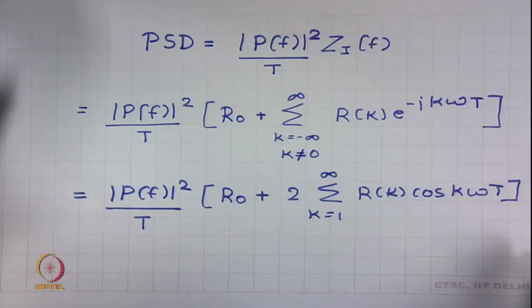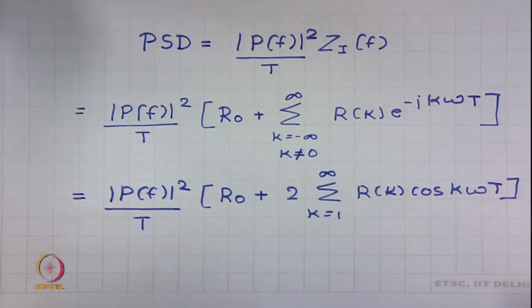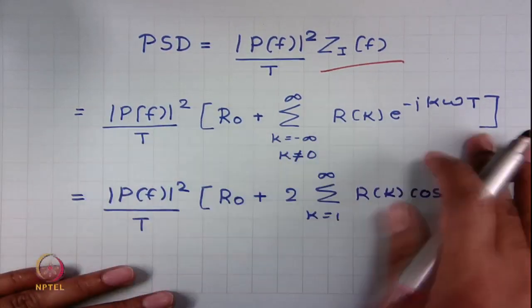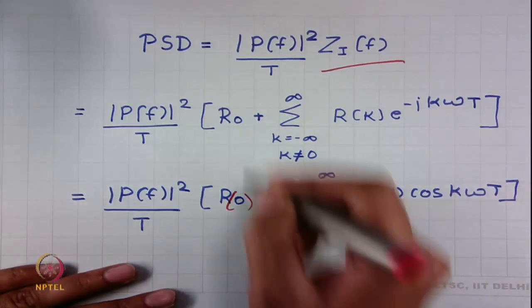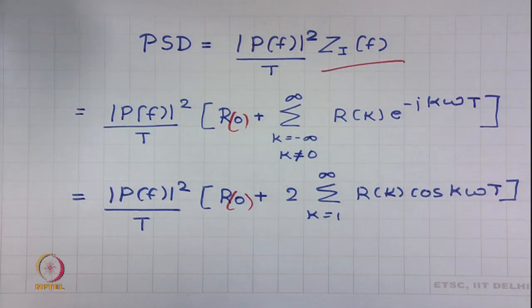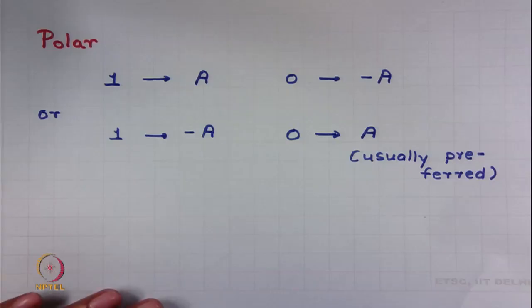So, let me remind the three expressions of power spectral density that we will use. This is simple to state, and a convenient expression is this, and another convenient expression is this. Okay. So, there are three ways to state the power spectral density. Let us now see some examples, and the examples of line coding mechanisms that I am starting with.